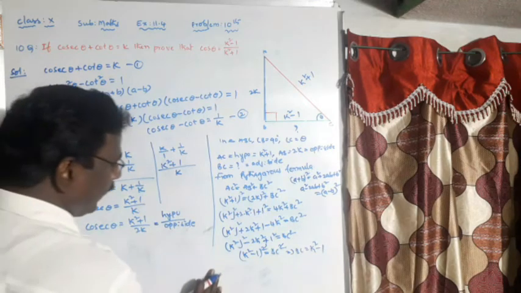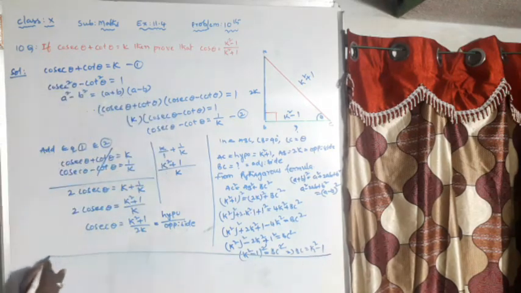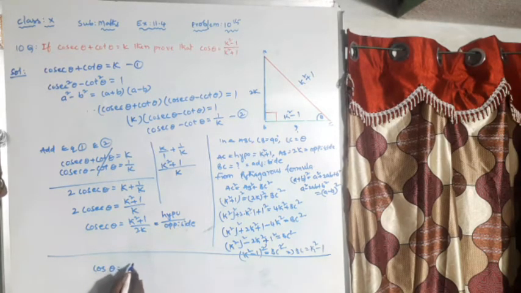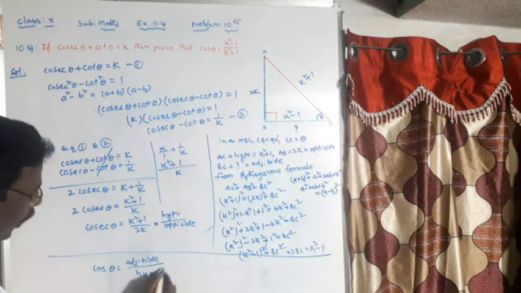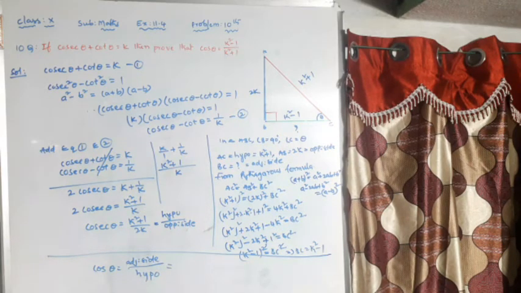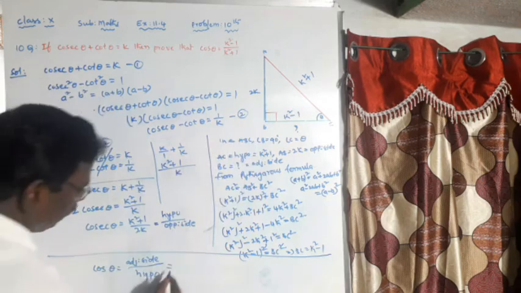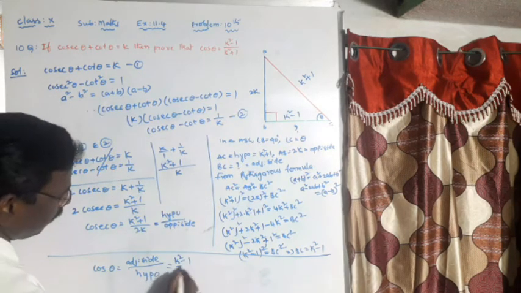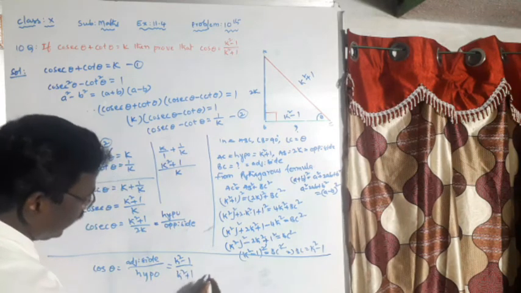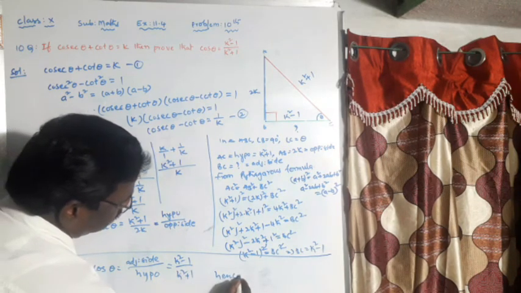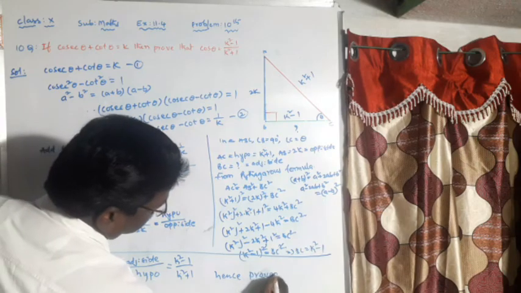Finally, what is he asking? Cos theta. Cos theta is equal to adjacent side by hypotenuse. What is the adjacent? k square minus 1 by what is the hypotenuse? k square plus 1. Hence proved. It's proved.